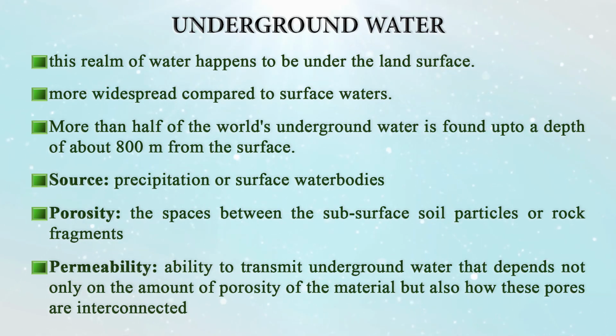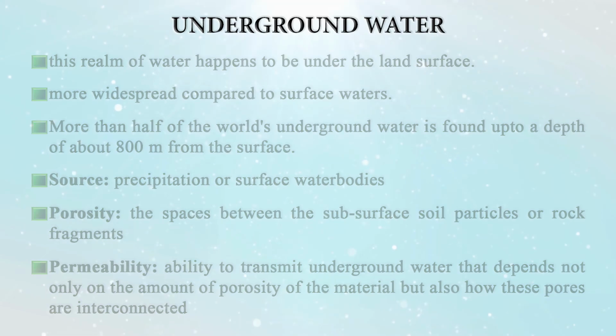So water is absorbed due to porosity of the soil, and it gets transmitted from one place to another, or even downwards to greater depths, due to permeability of the soil. So two things are necessary for groundwater to exist, that is porosity and permeability of the soil, and also the source, that is precipitation or surface water bodies.